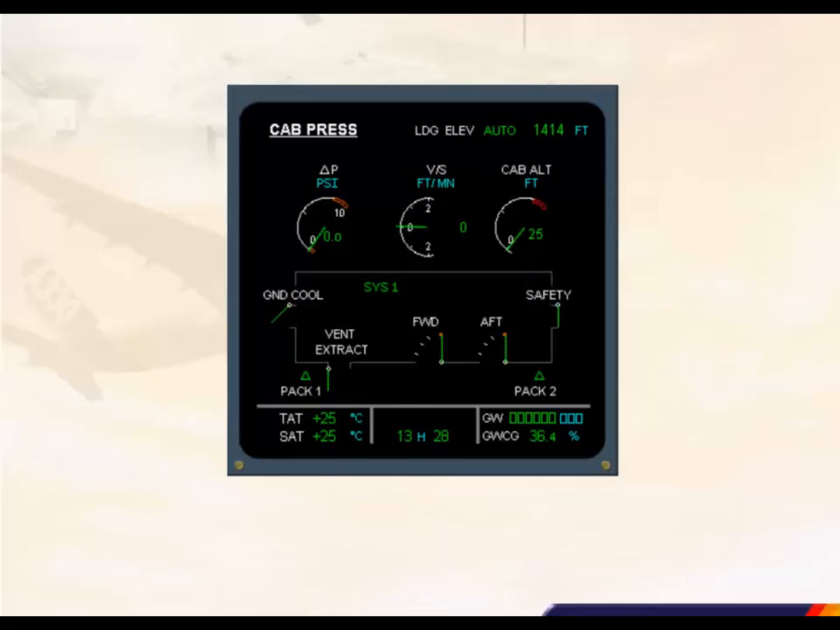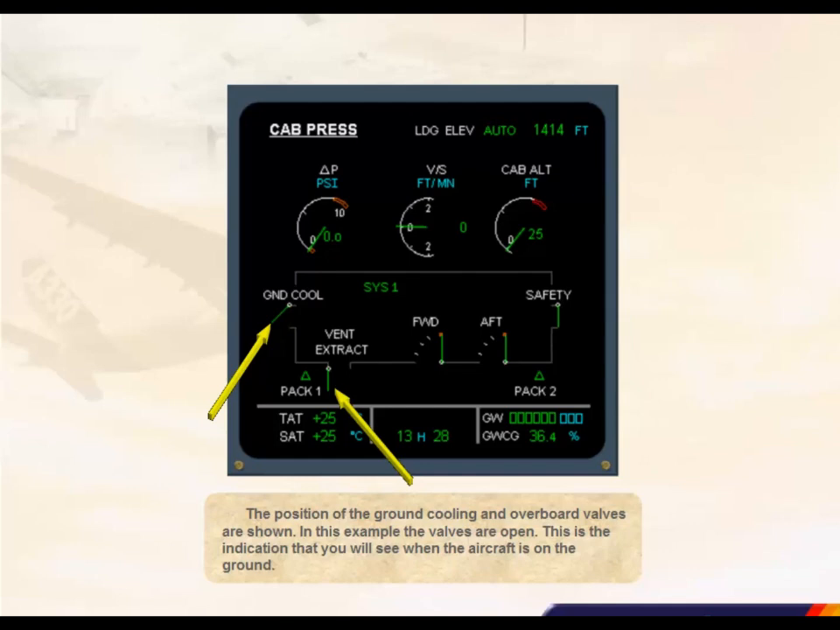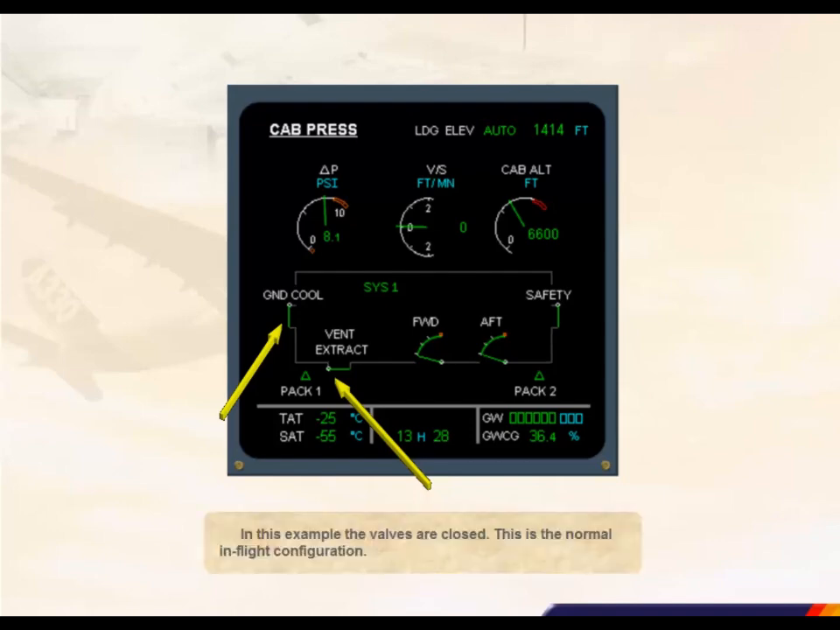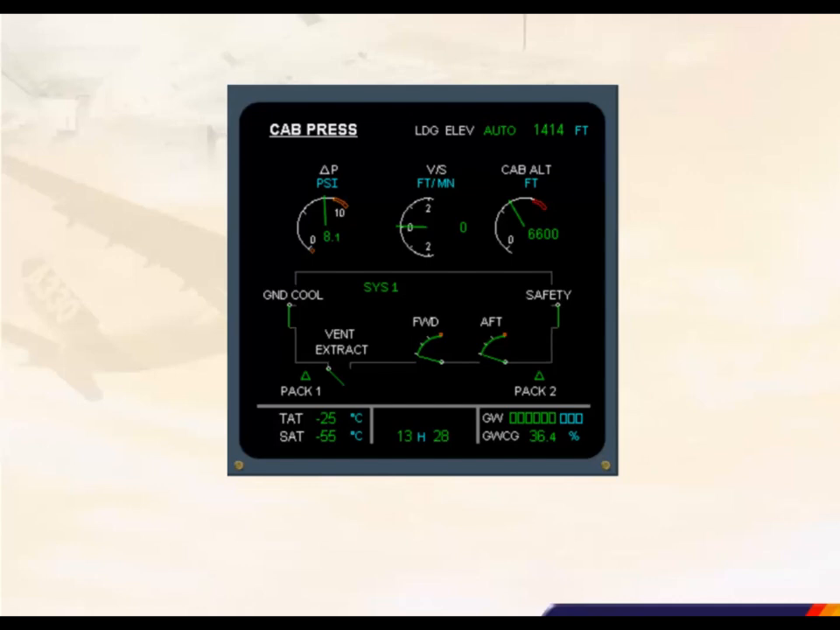The position of the ground cooling and overboard valves are shown. In this example, the valves are open. This is the indication that you will see when the aircraft is on the ground. In this example, the valves are closed. This is the normal in-flight configuration. In some failure cases, the overboard valve is partially open. On the ECAM, the valve indication changes to an intermediate position.